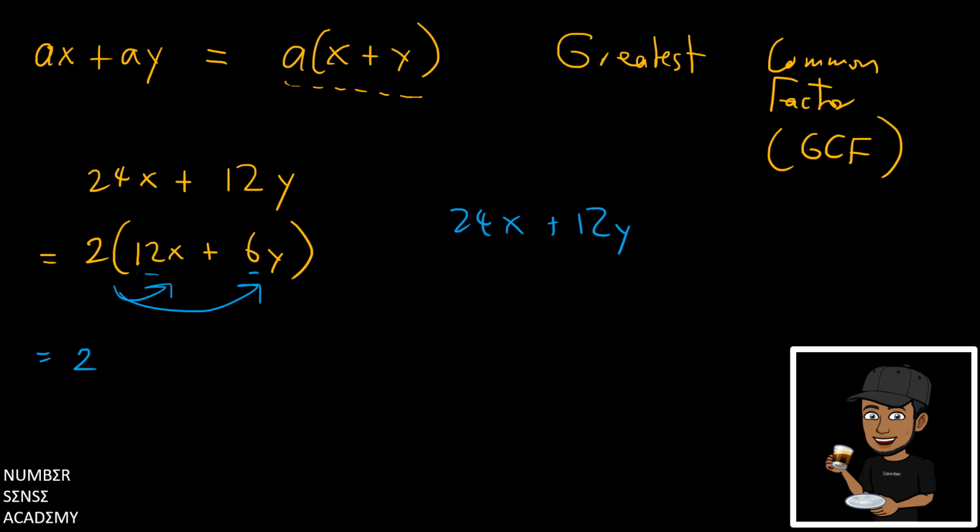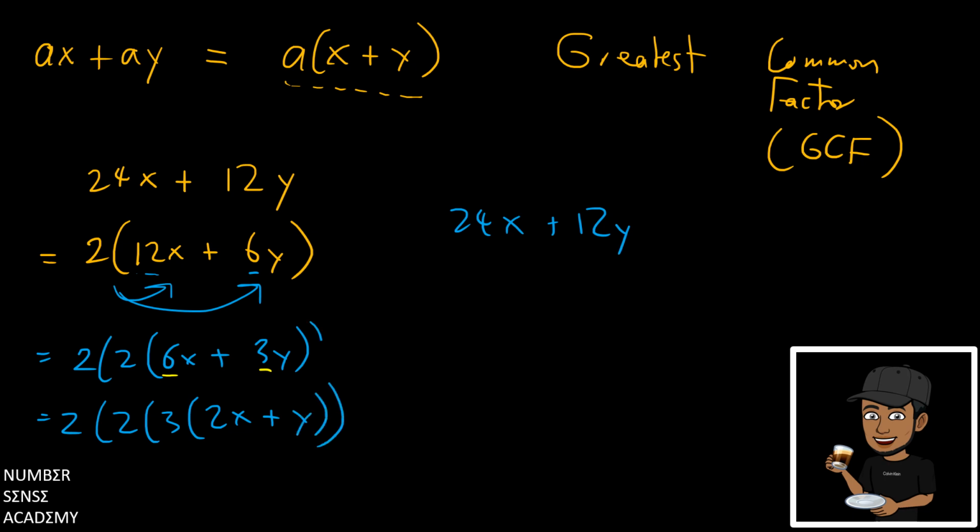the 12 and the 6, those are also even numbers, so I could divide by 2 even more. So if I bring out a 2, I'm going to end up with 2 times 2, and then this would be 6x plus 3y. Okay? But if I look in the brackets again, there's 6 and there's 3. Well, 3 goes into 6 and 3 goes into itself. So what I end up with now is 2 times 2 times 3 times 2x plus y.